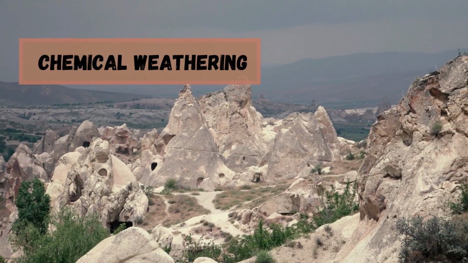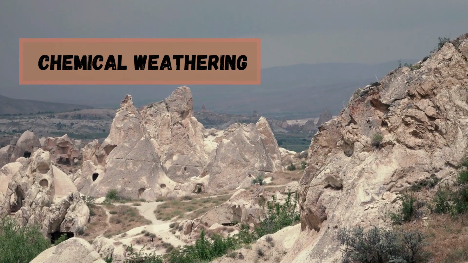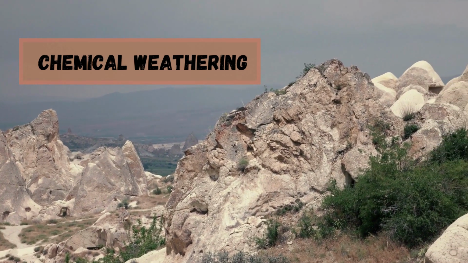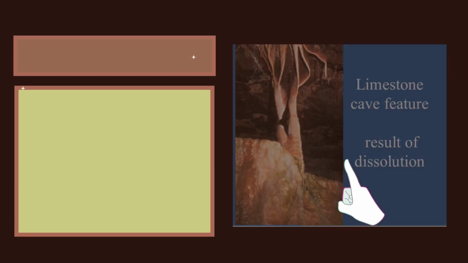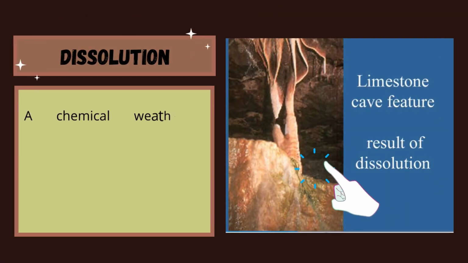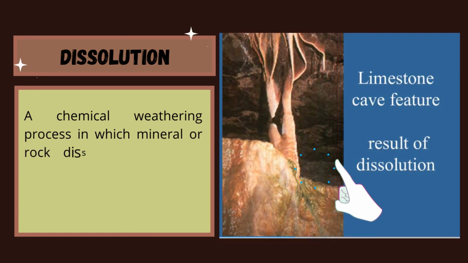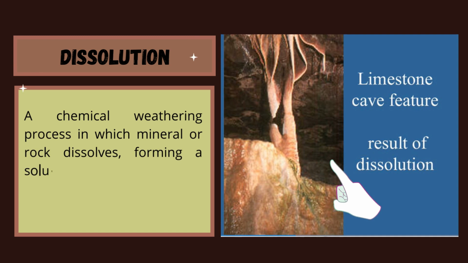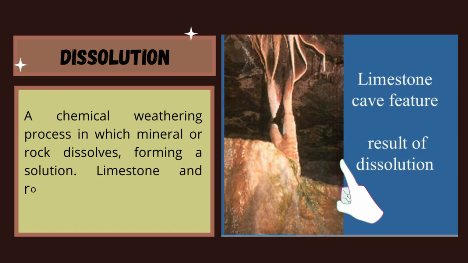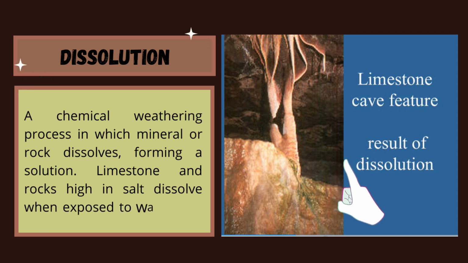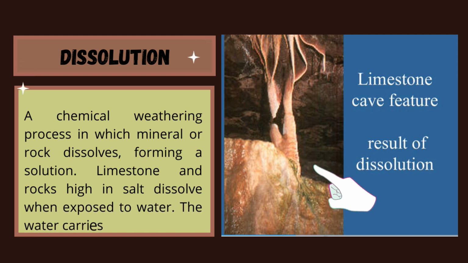Let's proceed to the types of chemical weathering. Number 1, dissolution, a chemical weathering process in which a mineral or rock dissolves, forming a solution. Limestone and rock high in salt dissolve when exposed to water. The water carries away the ions.